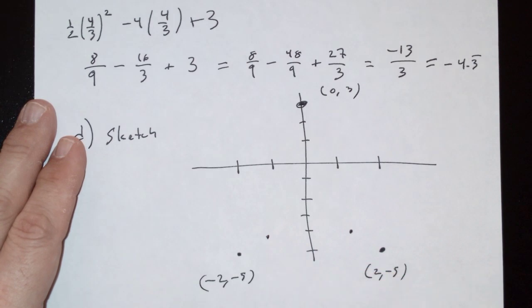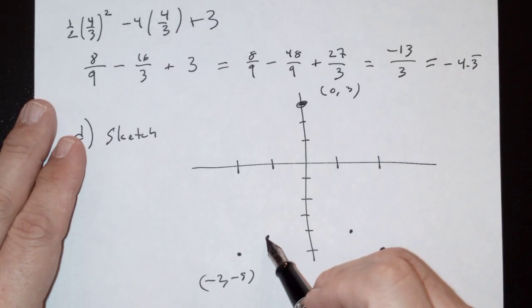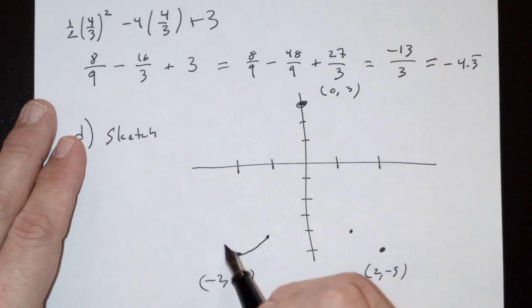Same thing on the other side, right? So we're going to be concave down until we get to here. We're going to turn and be concave up. So I know from here to here, we're going this way.